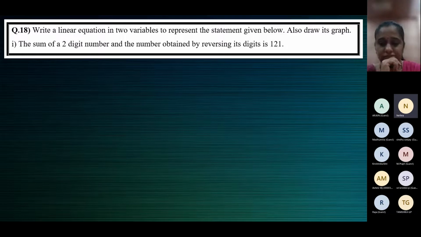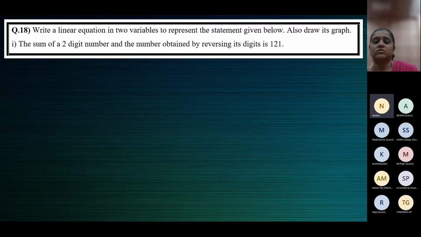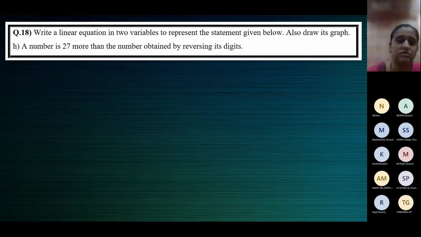Ma'am, I can't understand properly. Netra, is it? Yes, ma'am. Sum of two digit number. That's not possible because we have done similar situations earlier. If you're not able to make the equation for this one, you should have raised it earlier when we discussed similar situations. Just earlier, we got a question like that.